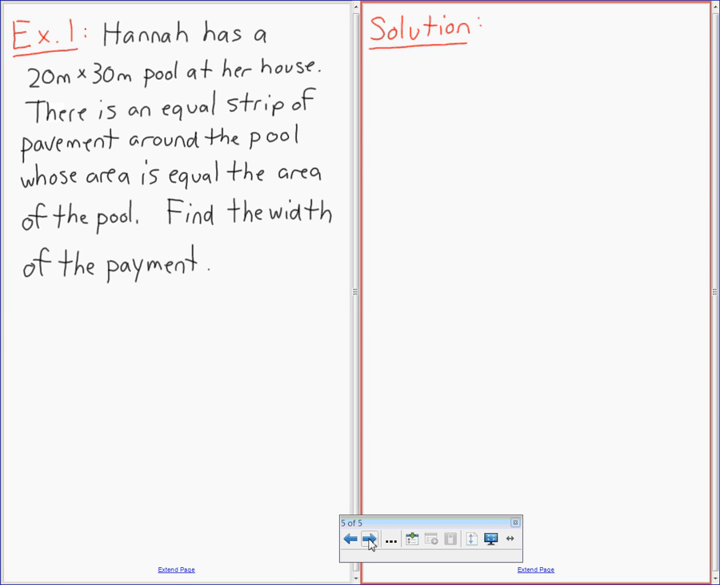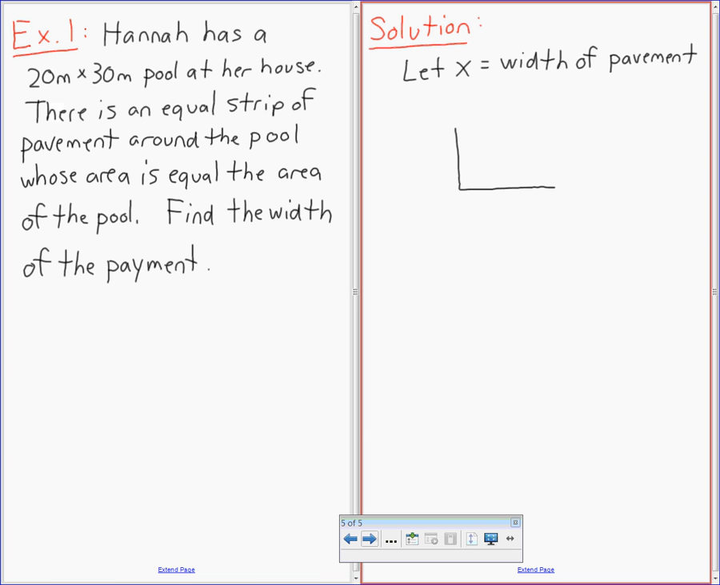So Liam, what are we looking for in this question? Okay, good. It's the width of the pavement. So as soon as I see that, I'm going to say let x equal the width of the pavement. Okay, so I've done my x is going to be the width of the pavement. Life is good. I'm going to draw a picture.